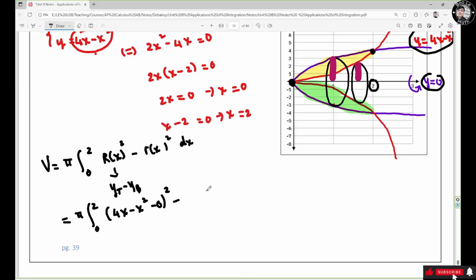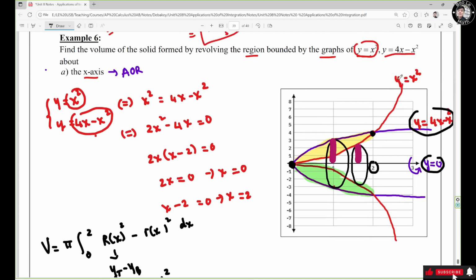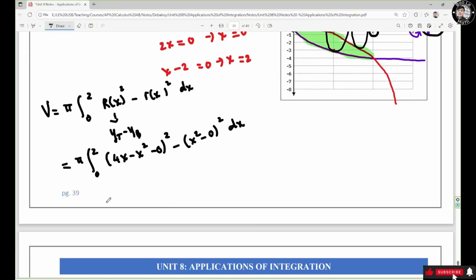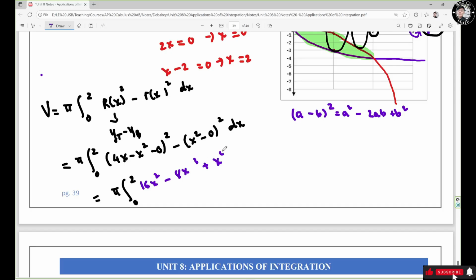subtract, right? Similarly, the smaller radius right here, the y top is right here, y bottom is y equals 0, right? So it's going to be (s squared minus 0) altogether squared ds, right? So it's going to be pi times the interval from 0 to 2. Now to simplify this one, you're going to use the complete square formula, right? So you have (a minus b) altogether squared equals a squared minus 2ab plus b squared, right? So it's going to be 16s squared minus 8s cubed plus s power 4, right?